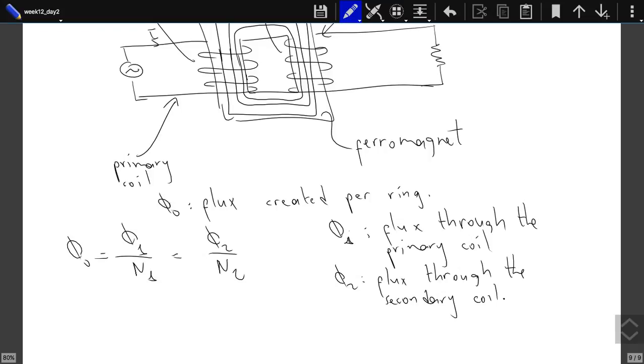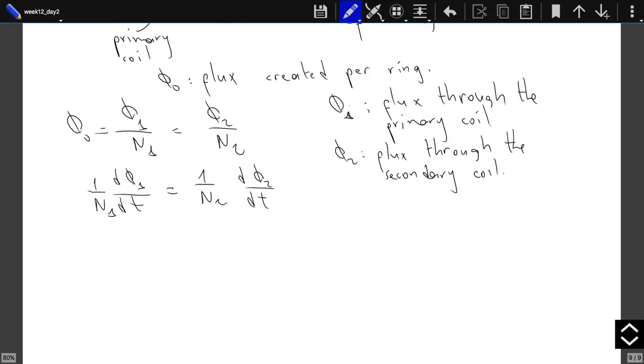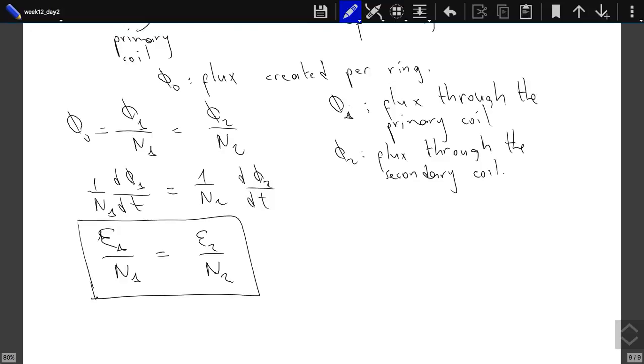Now, if these two are equal, if we calculate d phi 1 by dt, 1 over N1 will be equal to 1 over N2 times d phi 2 by dt. Their time derivatives will also be equal because the fluxes are equal. But the time derivatives are nothing but epsilon 1 and epsilon 2. Do you agree?